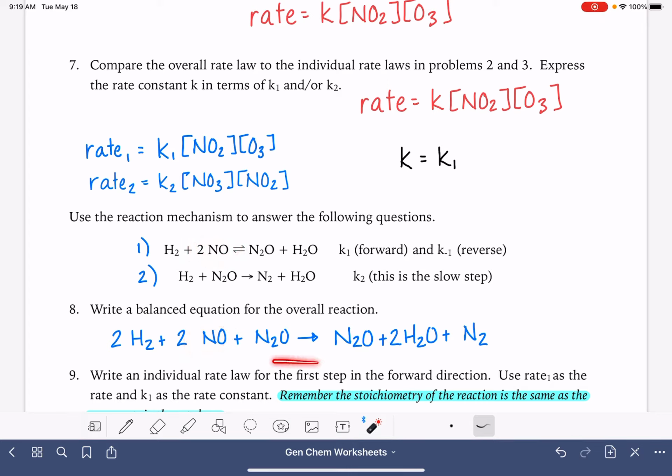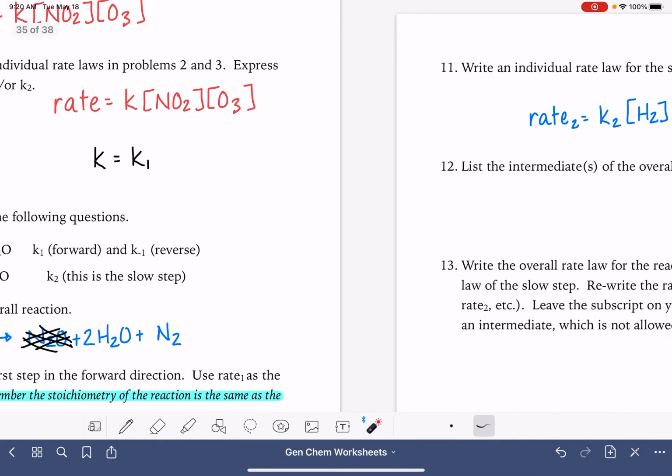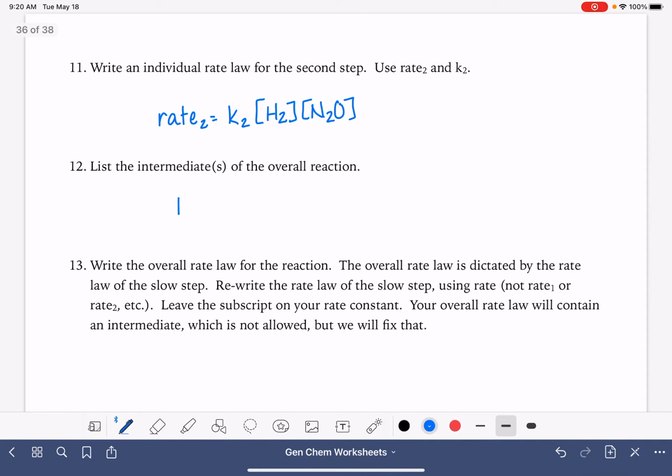Oh, you know what I didn't do? I didn't simplify this overall reaction. I forgot to do that step when I first wrote it. We should always do that, and I did not. So let's cross off the things that we can simplify. The N2O. Okay, back to this again. H2, which we can find. NO, which we can also find. N2O, which we simplified. We removed that from the overall reaction, which means we can't find it because it's gone. So that is our intermediate. We have at least one, N2O.